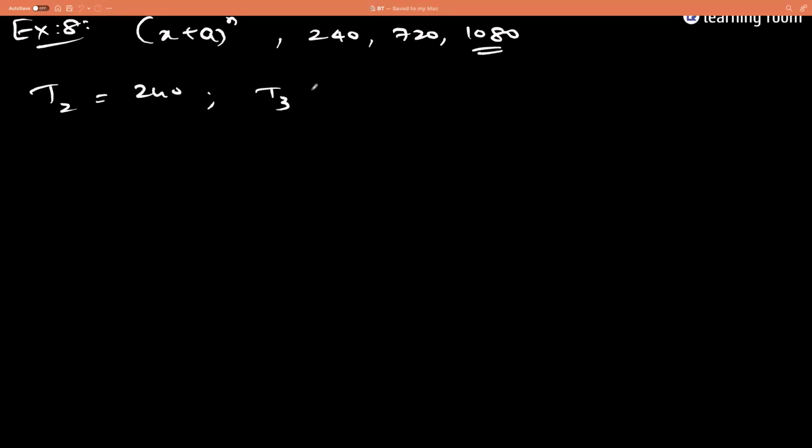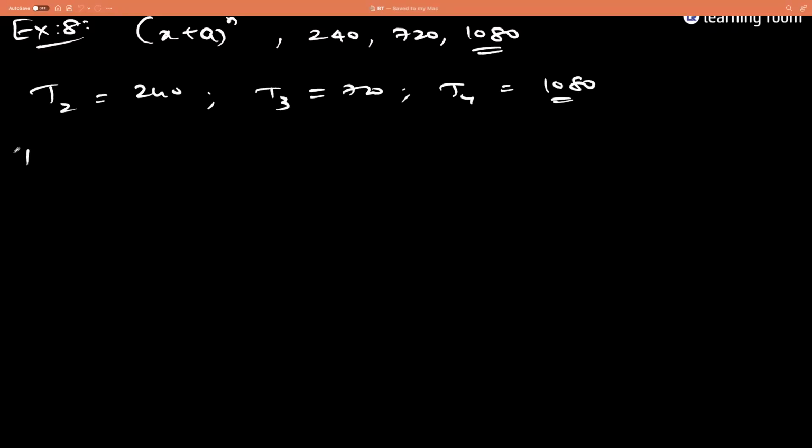So if I take example 8: the second, third, and fourth terms in the binomial expansion of (x plus a) the whole power n are 240, 720, 1080 respectively. Find the value of x, a, and n. So what did they say? Second, third, and fourth. So T2 is 240, T3 is 720, T4 is 1080.